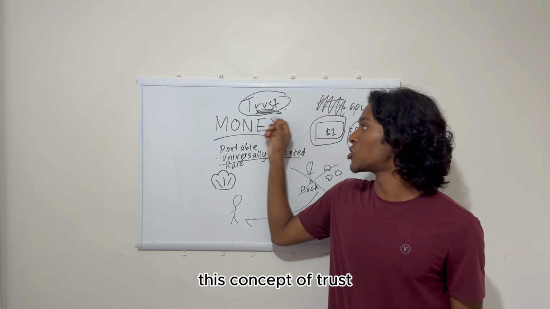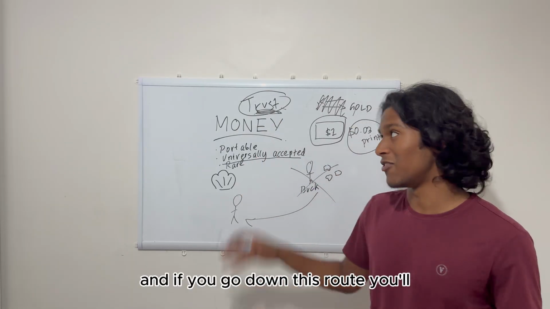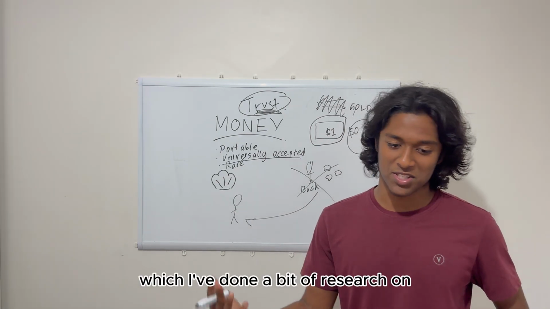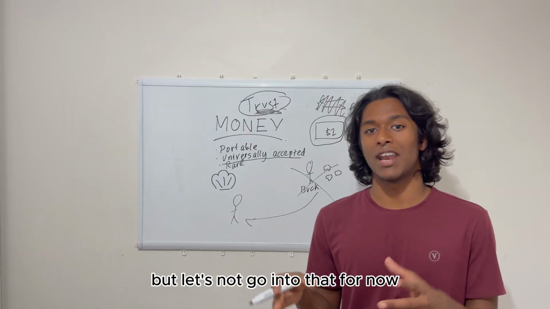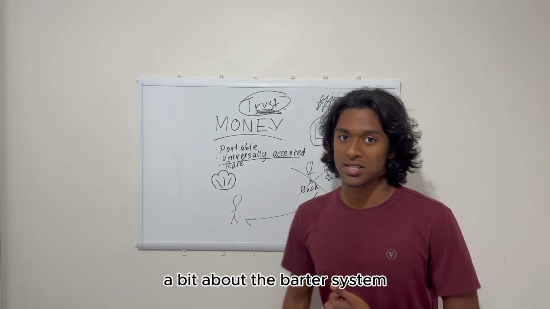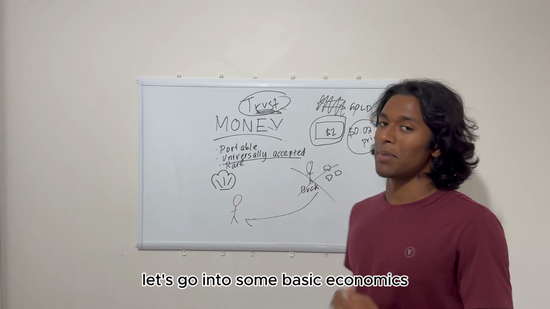This concept of trust is a whole other area in itself. If you go down this route, you'll get into cryptocurrency and stuff like that, which I've done a bit of research on, but let's not go into that for now. We've talked a bit about money and the barter system, how things worked in the olden days. Let's go into some basic economics.